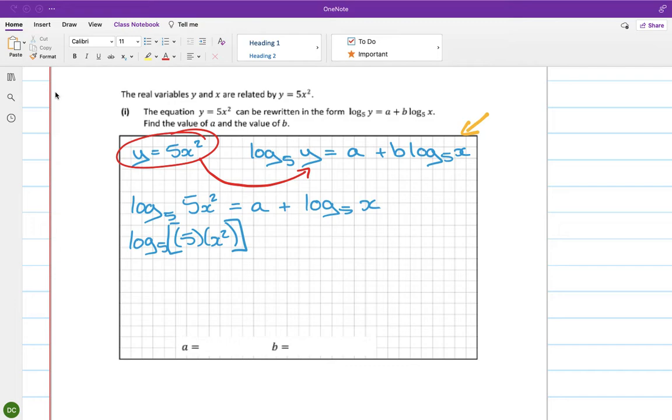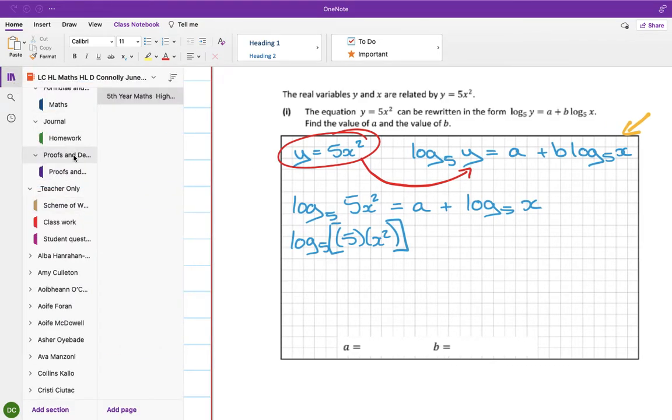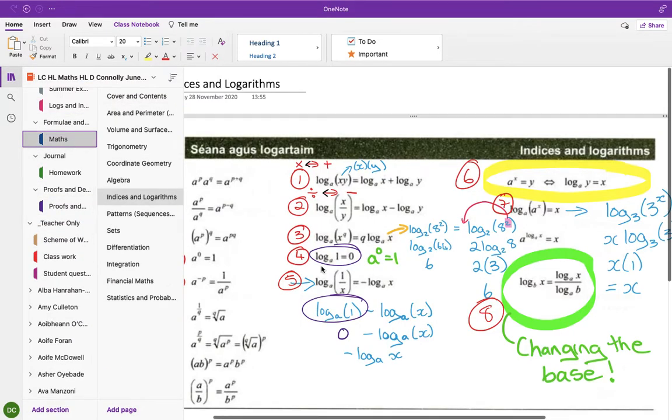So I'm just going to have a look at the law for a sec and see, can I make it apply here? Yeah, so see this? If I have log to the base and these two are multiplied, I can turn that into a plus. Okay, and it looks like that law applies here.